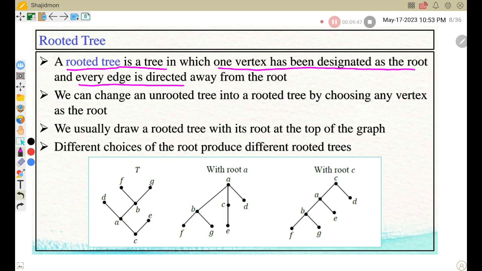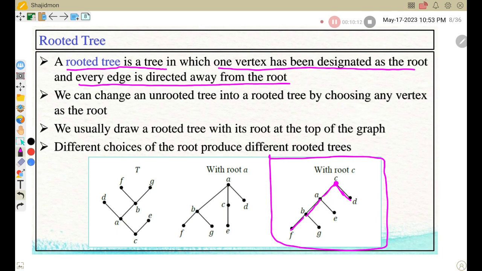And every edge is directed away from the root. Okay, so what is the meaning actually? For example, in this last graph, you can see one of the vertices is assigned as a root. Root means all other edges are directed away from that vertex. This is starting from here, and all others go from that sub branch only, correct? So that is the meaning of root vertex.